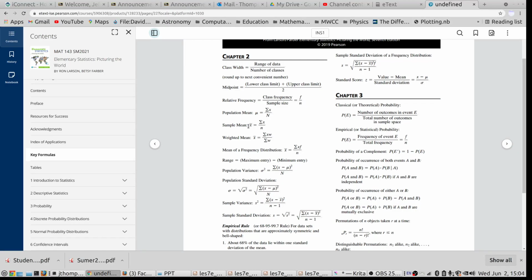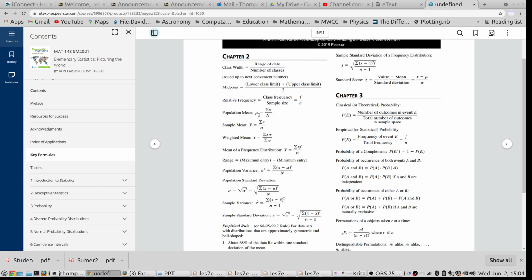And population mean and sample mean. Now, and weighted means. I'll do all 4 means together. We'll do all of these here. For a population, we're using Greek letters to say that we have everything that we're looking at.